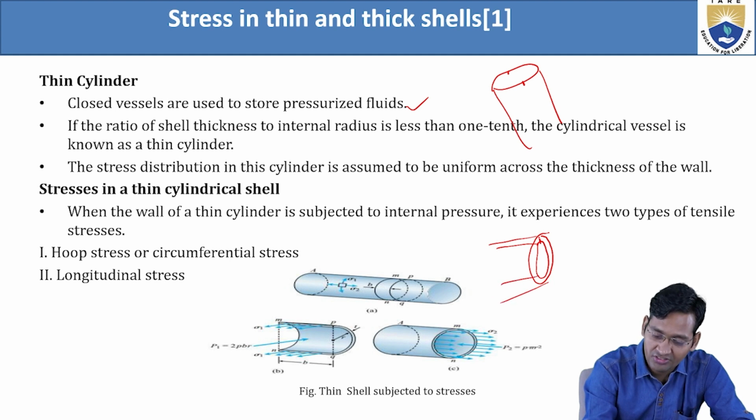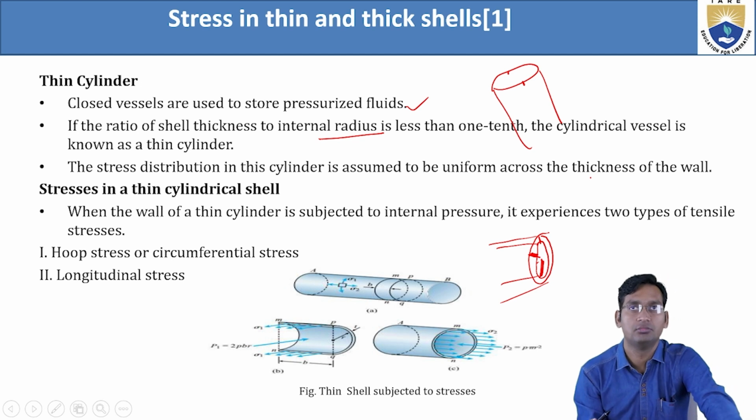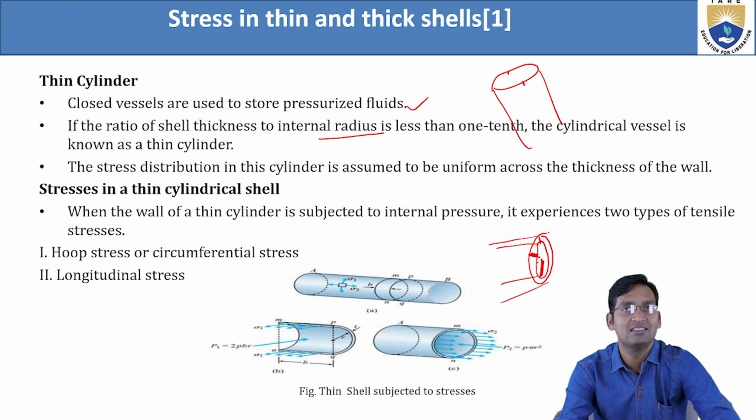Okay, so this is the thickness. This thickness divided by what? The internal radius. So this is the internal radius, right? So this thickness divided by the internal radius. If that is less than 1/10, then we can say the cylindrical vessel is a thin cylinder.